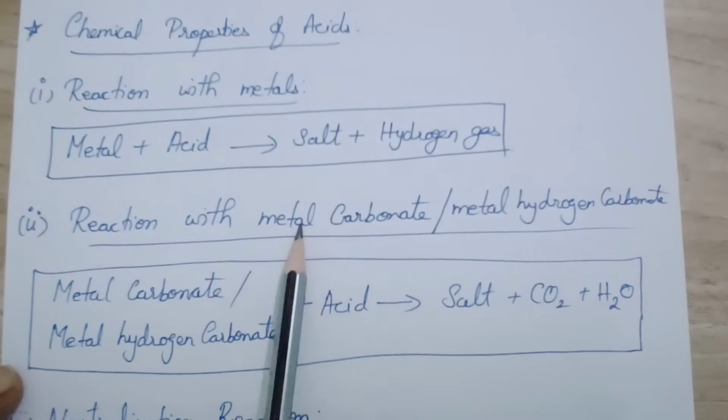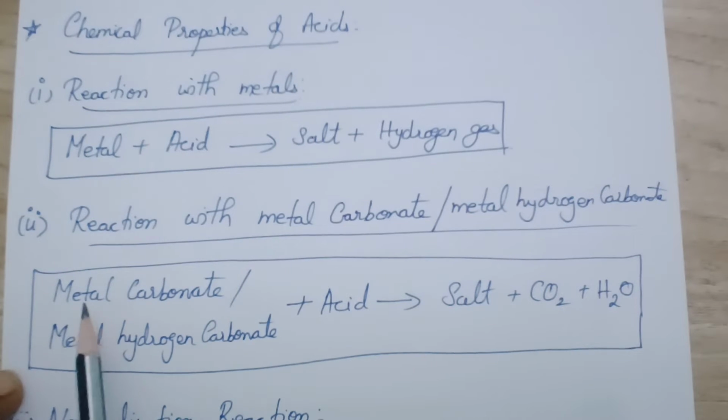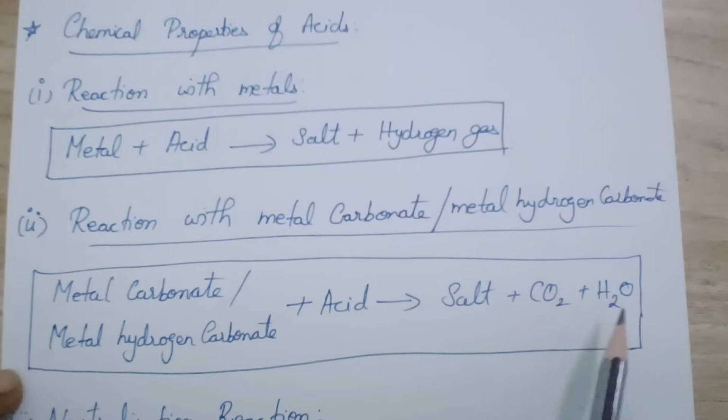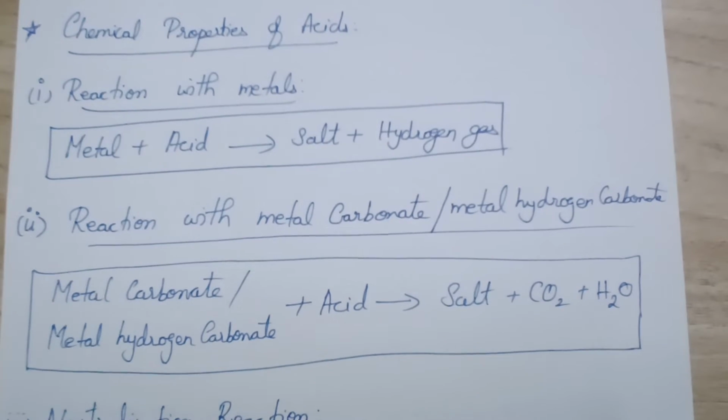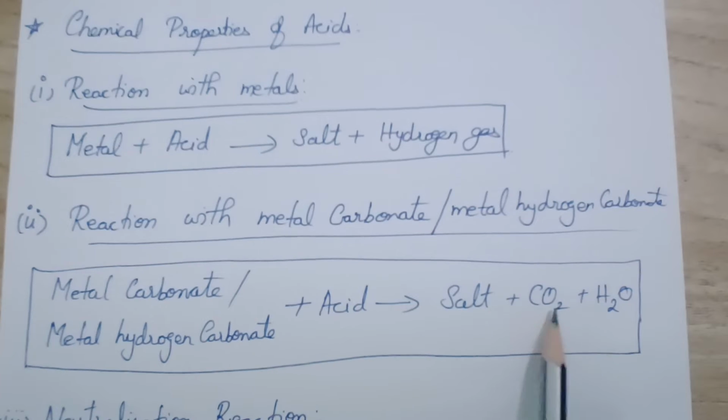Likewise, reaction with metal carbonate or metal hydrogen carbonate. When acid reacts with metal carbonate or metal hydrogen carbonate, it gives salt plus carbon dioxide plus water. Tomorrow we'll see all the examples of the reaction with metal carbonate and metal hydrogen carbonate, the neutralization reaction, and reaction with metal oxides. Once you are thorough with the products formed, you will be able to easily form the chemical equation.